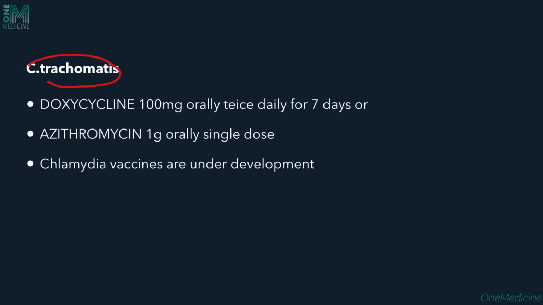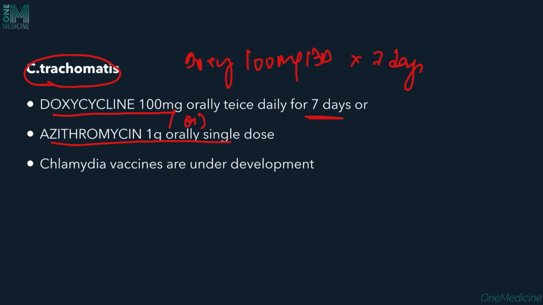If the cause is Chlamydia trachomatis, doxycycline 100 mg twice daily is given for 7 days. So for 7 days we give 100 mg BD of doxycycline. Or otherwise you can also go for azithromycin 1 gram orally as a single dose. Just a 1 gram single dose of azithromycin can also be given. Chlamydia vaccines are being prepared and are still under trial, yet to be introduced in the market.